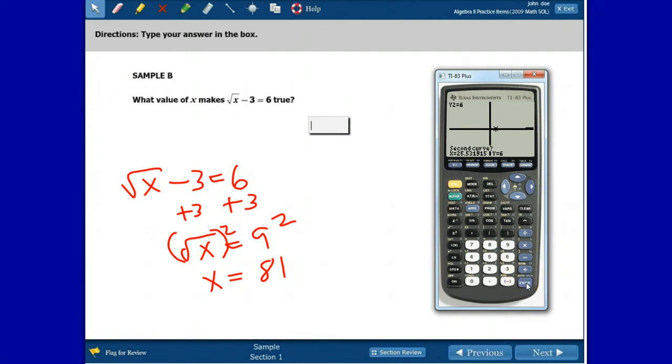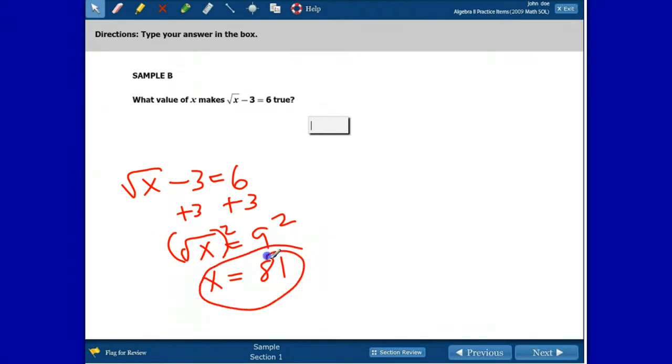Alright, and it will jump on first curve. See, it's still doing it, it's just we can't see it real well. And look, intersection, and you can see that 81 is the same answer as we had there.